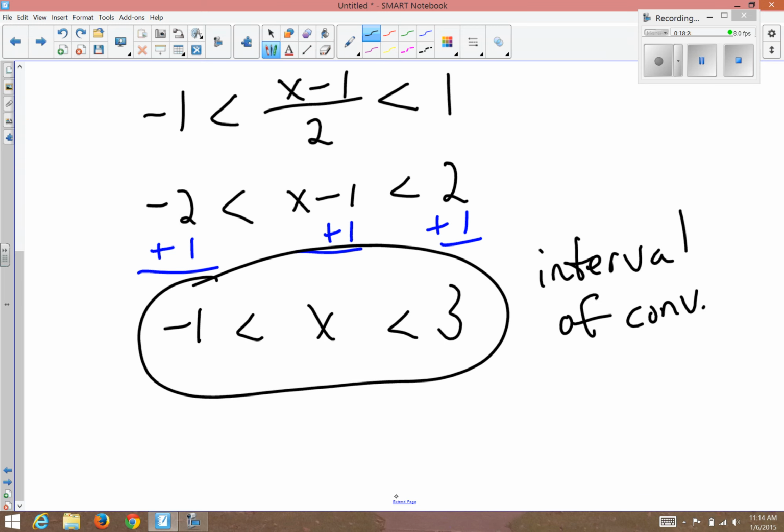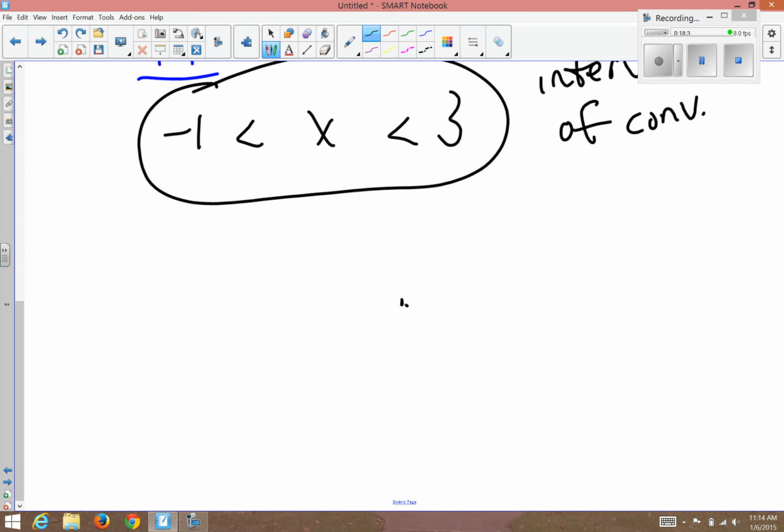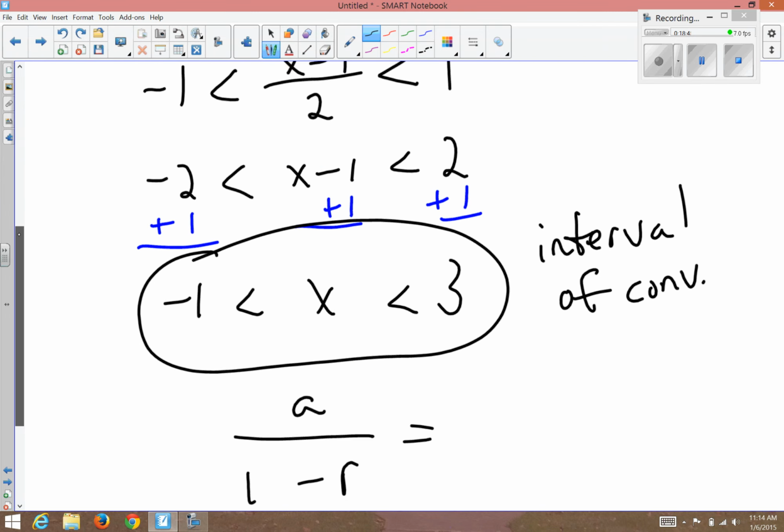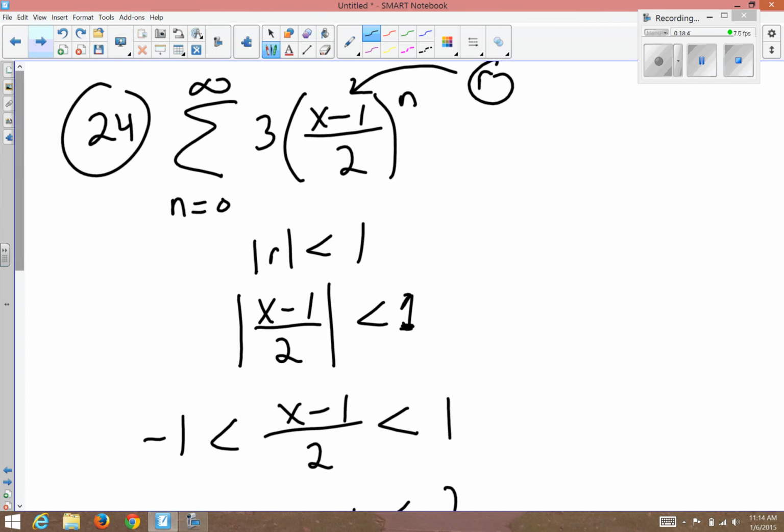And for those values of x, the series will converge to a over 1 minus r. A over 1 minus r. A means whatever the first term is. The first term meaning all that right there when n is 0. All that in the red when n is 0 is 3. Anything to the 0 power is 1. 1 times 3 is 3.